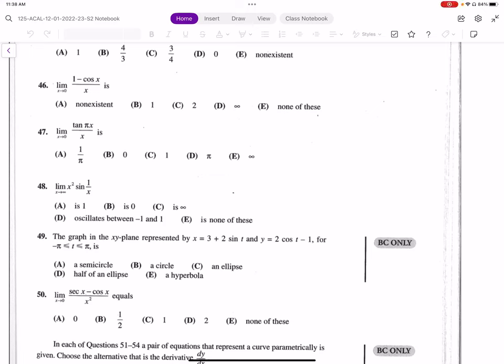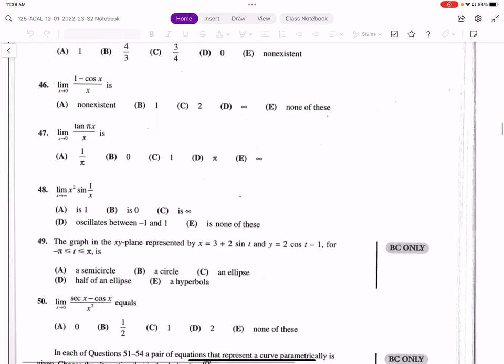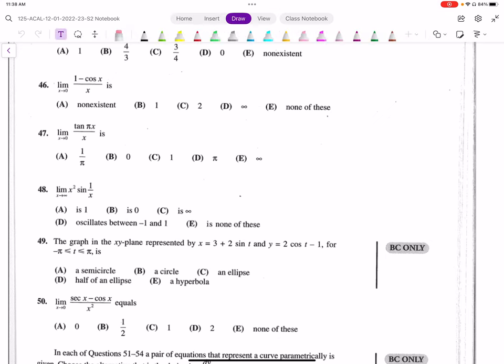For question number 47, the limit as x goes to 0, we could use L'Hopital's for this, but we could also just use some defined limits. So we end up with the limit as x approaches 0, and we're going to break up tan pi x into sine of pi x over cos of pi x, and then we have the x in the denominator.